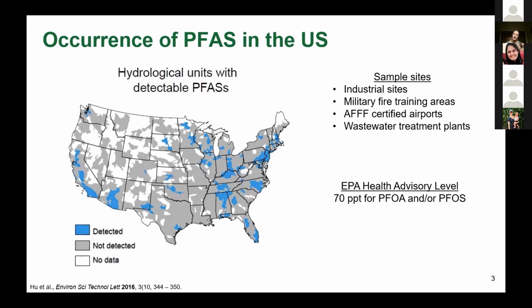Now, the EPA has set a health advisory limit of 70 parts per trillion for PFOA and/or PFOS. This is a lifetime limit, and it's also not regulated yet. There's a lot of public policy groups that are working on pushing that limit lower and actually making it a regulated compound. But these are the kind of concentrations that we're aiming for, so pretty small.